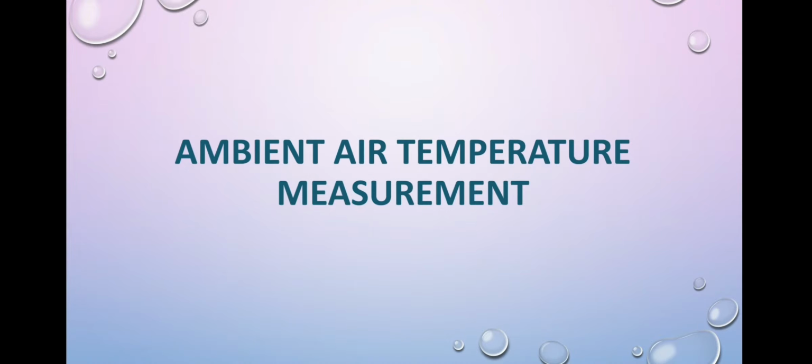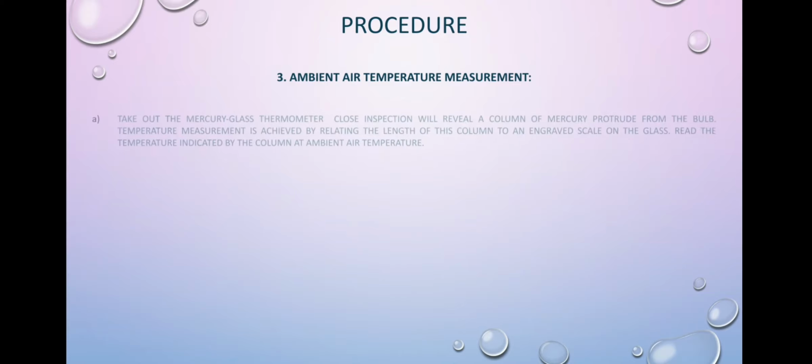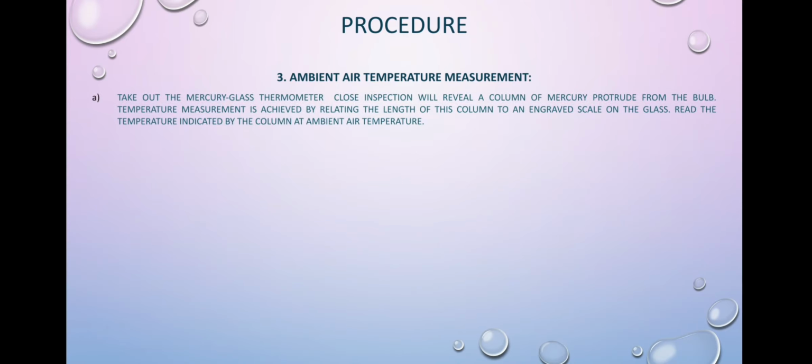For ambient air temperature measurement, step A, take out the mercury glass thermometer, and close inspection will reveal a column of mercury protruding from the bulb. Temperature measurement is achieved by relating the length of this column to an engraved scale on the glass. Then we read the temperature indicated by the column at the ambient air temperature.